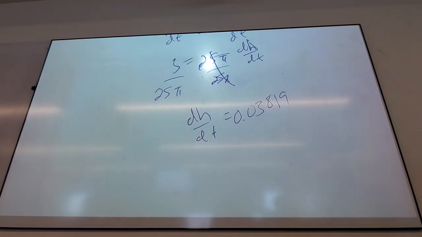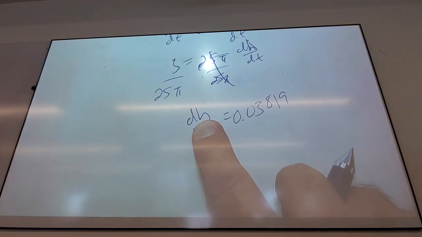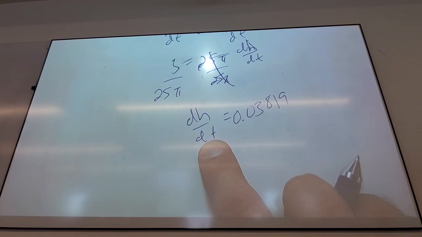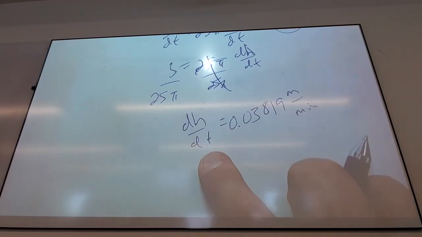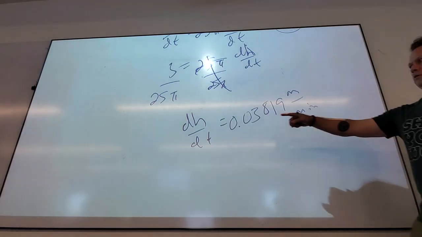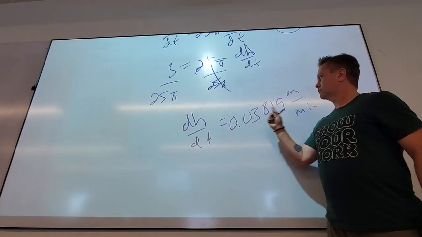Units should be one of the easiest things on problems like this. What's H in terms of? Meters. And what's time in terms of? Minutes. Meters per minute. If you just allow the problem to tell you the answer for units, you can't go wrong. Meters per minute. Done.